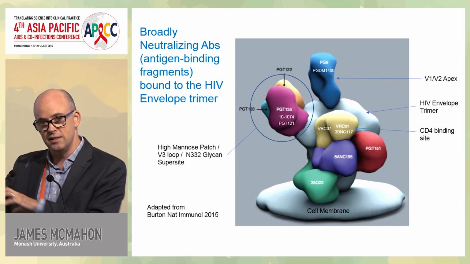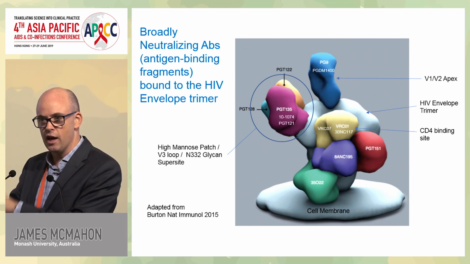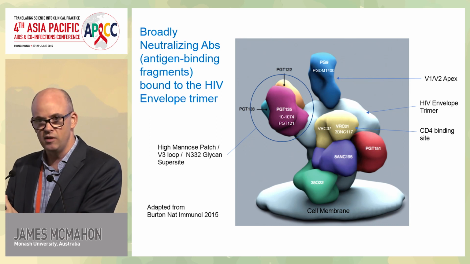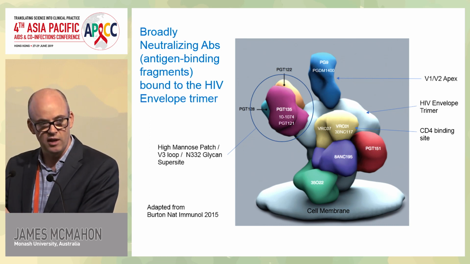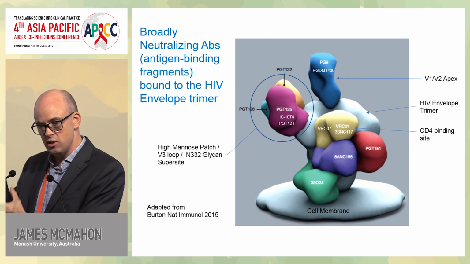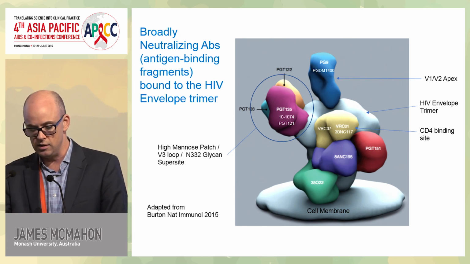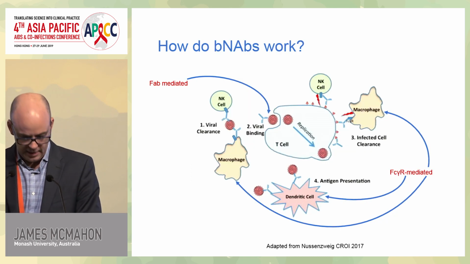The envelope spike has a shield around it called a glycan shield, and that's the reason why it's very difficult for the normal immune response in people with HIV to get in there and bind effectively. But these antibodies have very special attributes where they can penetrate that glycan shield, get in there and bind to the envelope. And these are the things that they can do.